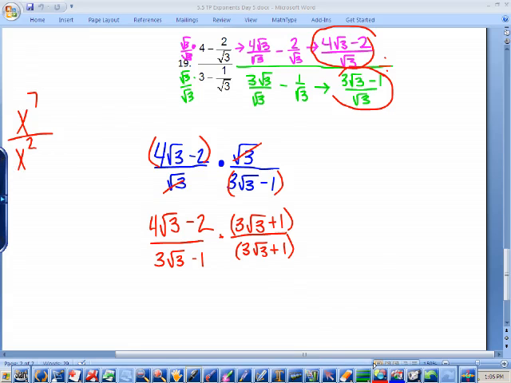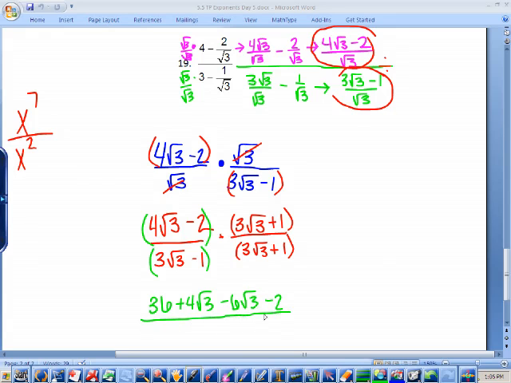Okay. So let's go ahead and distribute. We're going to have to double distribute. So 4 root 3 times 3 root 3 is 12 root 9, which is 12 times 3, which is 36, plus 4 root 3. And then negative 2 times 3 root 3 is minus 6 root 3, minus 2. Everyone okay with that?